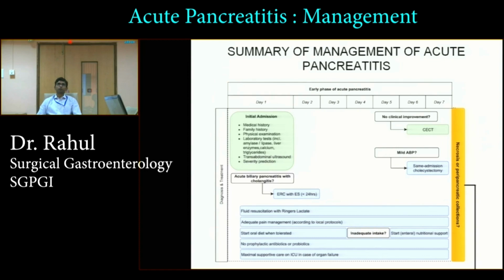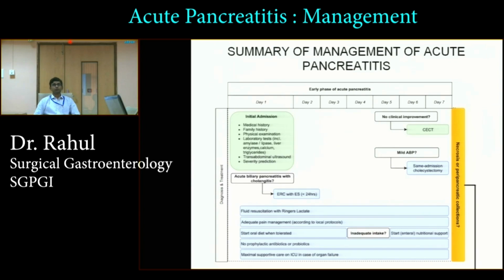So day 1 of pancreatitis, when the patient comes to you, you have to take a good medical and family history. You should ask if the patient takes alcohol or not, if the patient is a known case of gallstone disease or not, if the patient takes any drugs regularly which can cause pancreatitis, and if the patient has undergone any investigation in terms of amylase, lipase or transabdominal ultrasound. We should always ask the patients this on initial assessment.